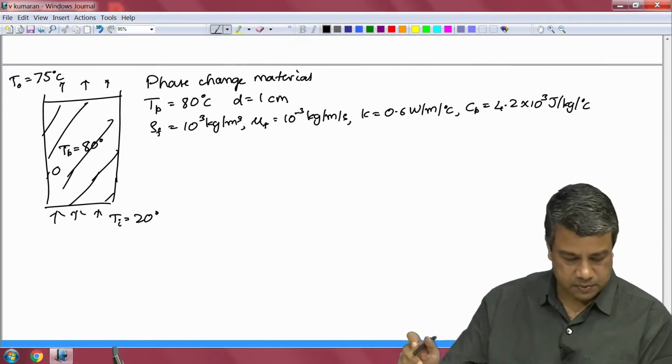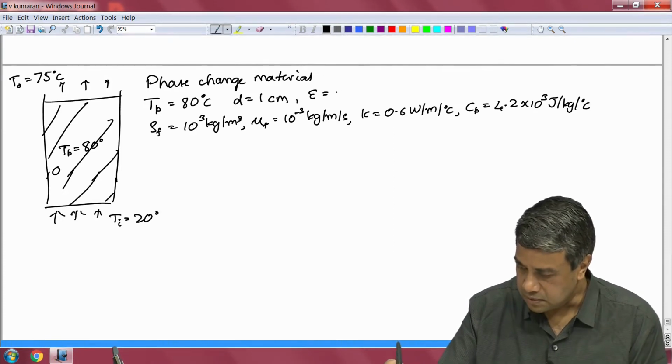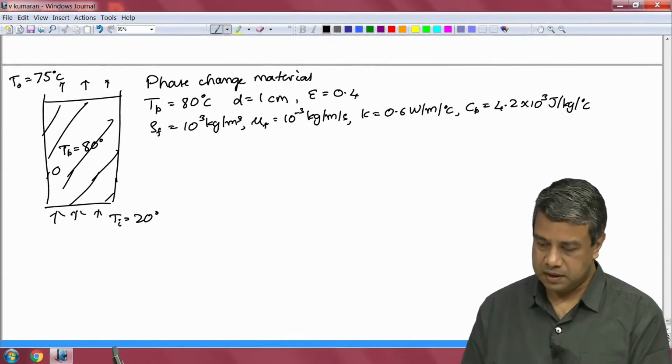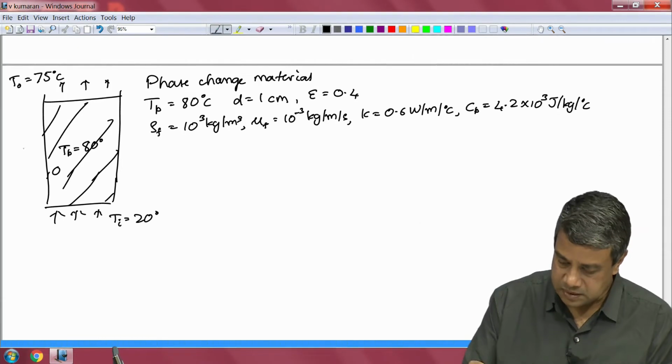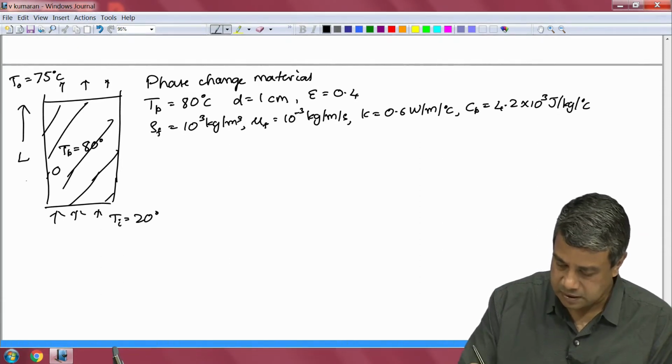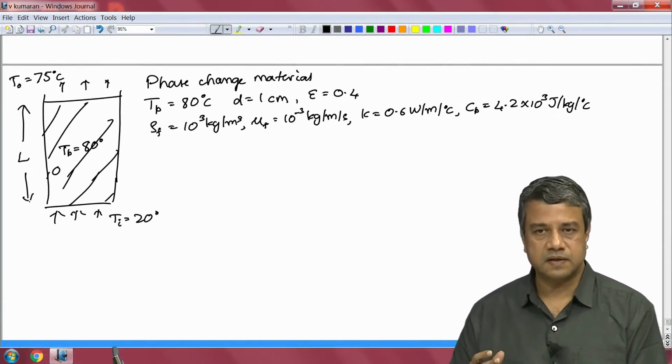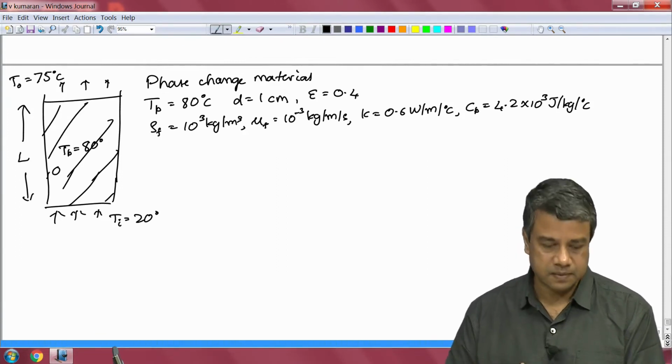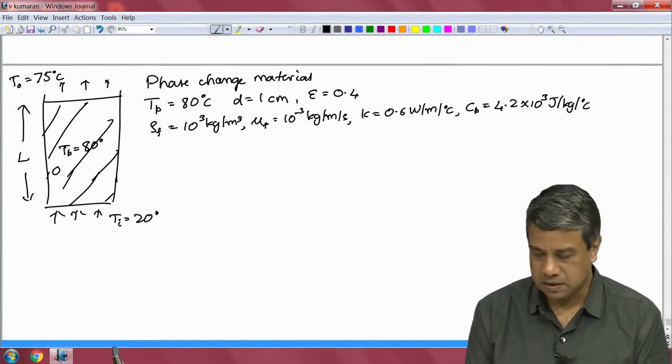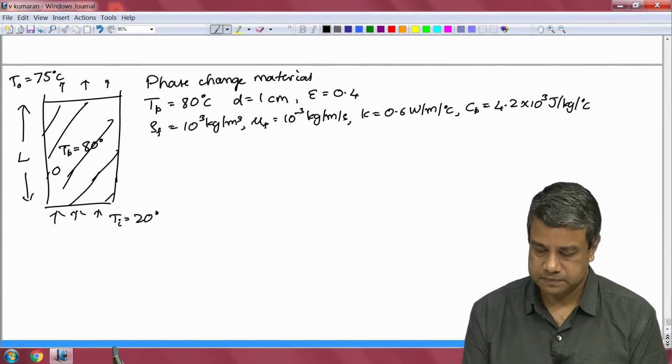And I will assume a porosity equal to 0.4. And what I want to know is what is the length of this bed, an estimate for the length of this bed in order to increase the temperature from 20 degrees centigrade to 75 degrees centigrade.